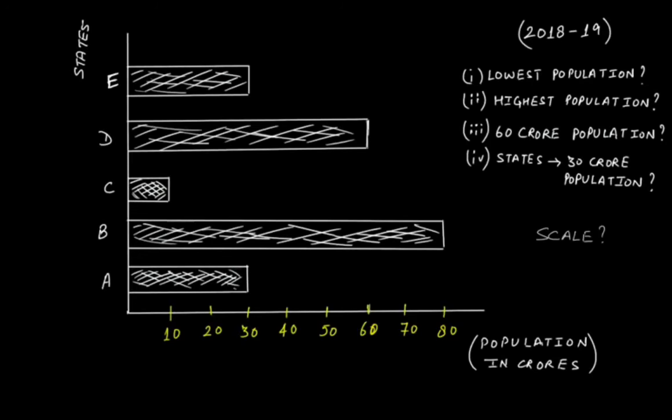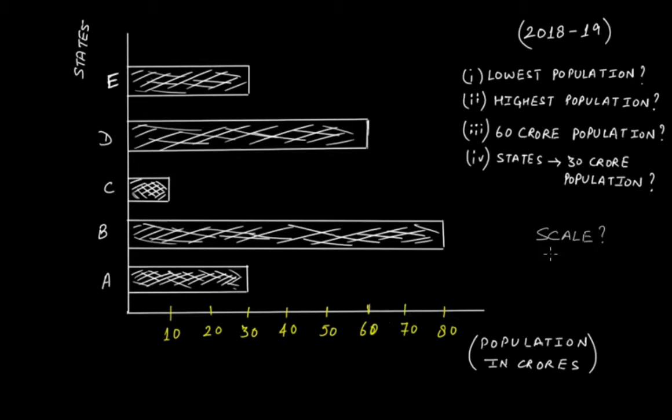Let's look at this one. This is a bar graph where you are being shown the population, in crores, of some states of a country. A, B, C, D, E are the states of a country, and these numbers represent the population in crores, right? Not in lakhs, not in thousands, but in crores. So 10, 20, 30, 40, 50, 60, 70, and 80. The population has been plotted on the horizontal line, and on the vertical line we have states.